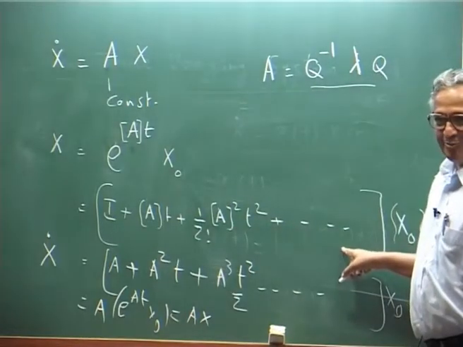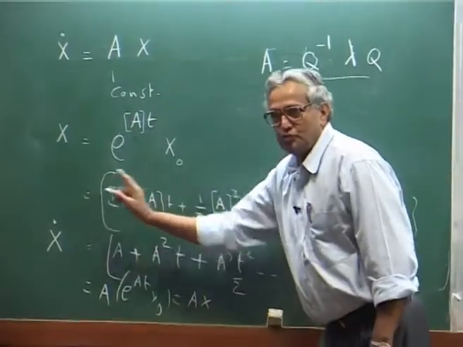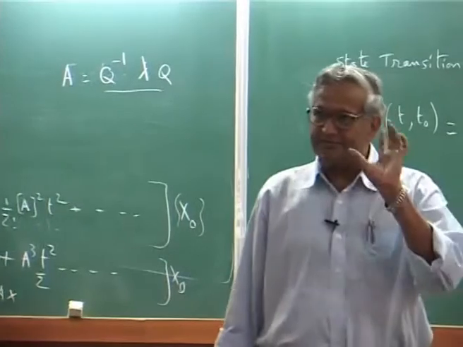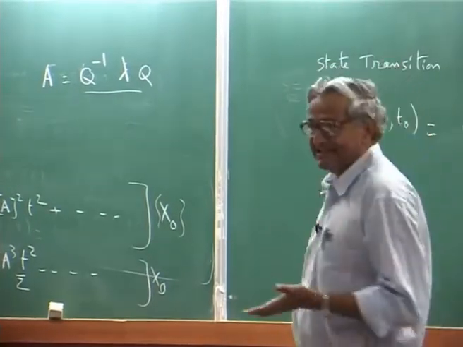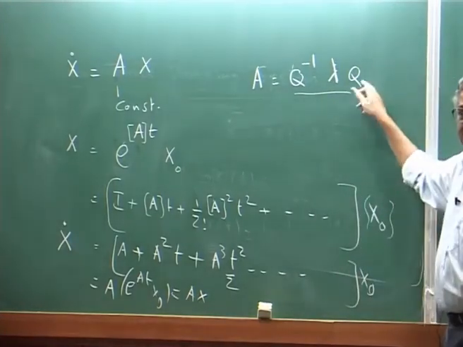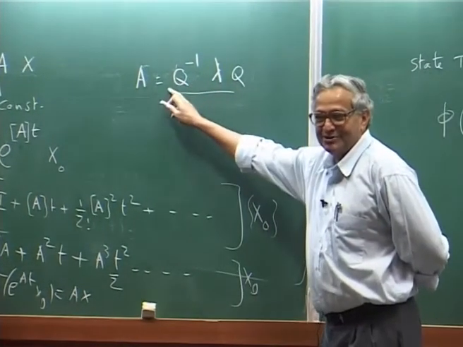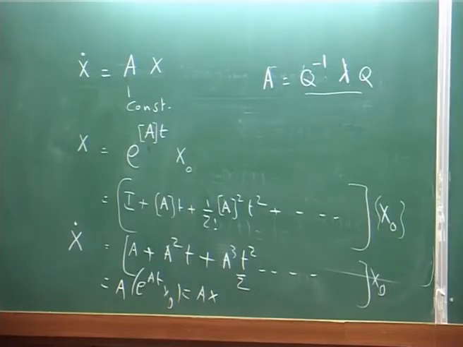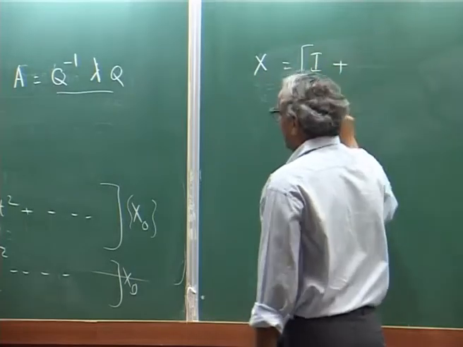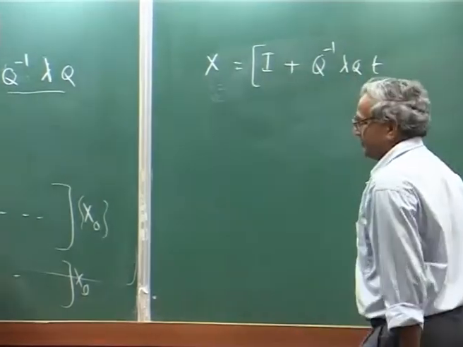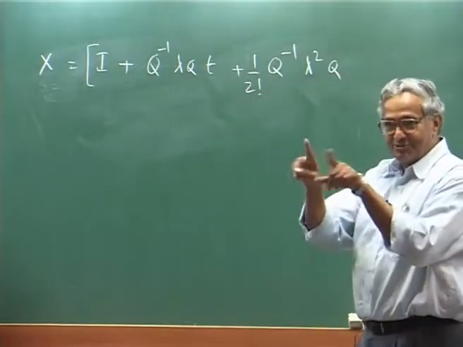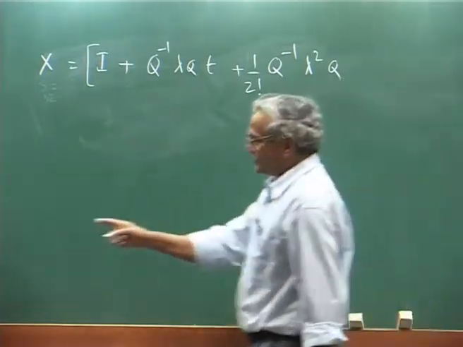Now if you substitute this here, what will happen is you can take out Q, the inside one will be nothing but e to the power lambda t, that is the eigenvalue. So, you really know whether the system is stable or unstable, because A square is A into A, Q inverse Q will go off, you will get lambda square. So, x becomes I plus Q inverse lambda Q t plus 1 by 2 factorial Q inverse lambda square Q, because in between Q inverse Q will become identity, okay.